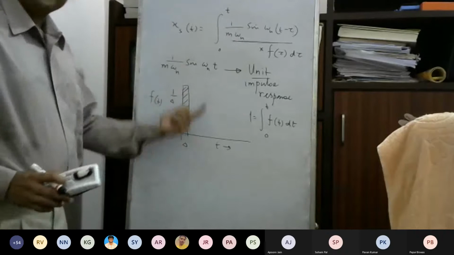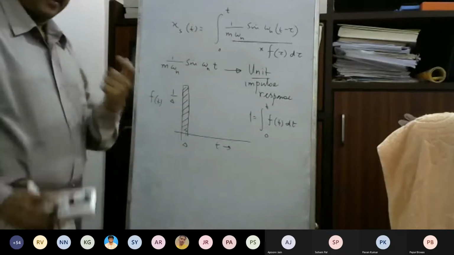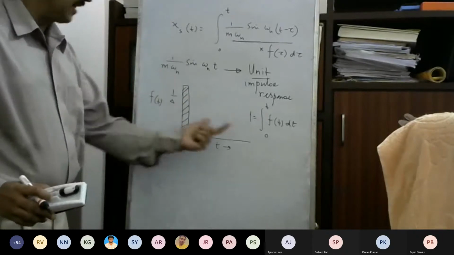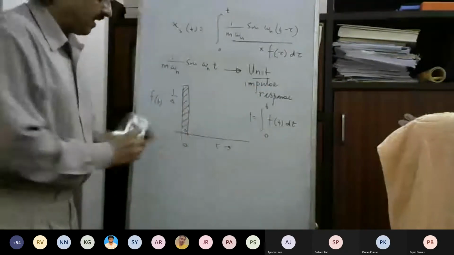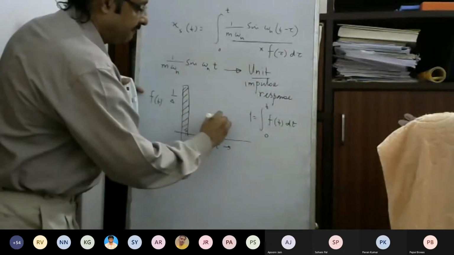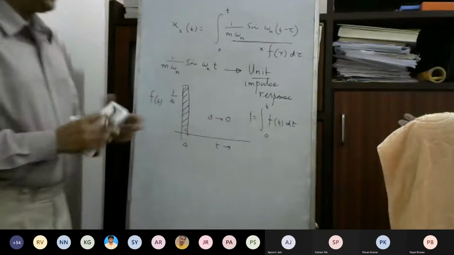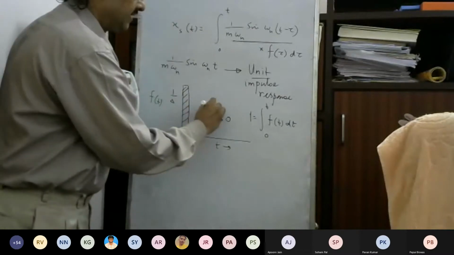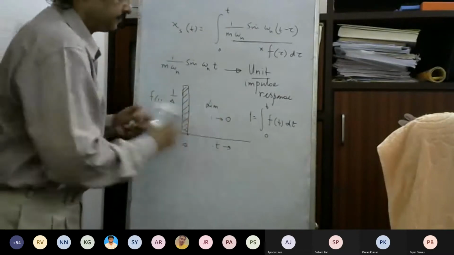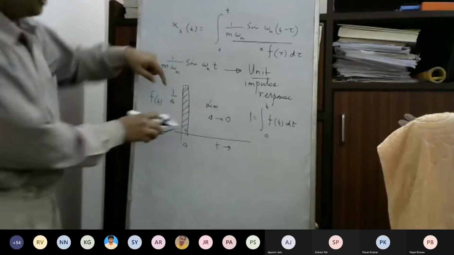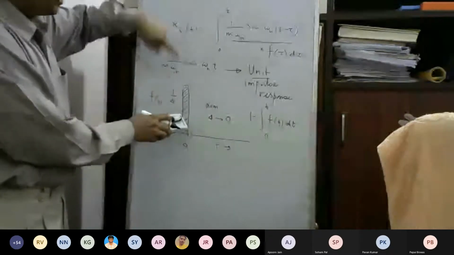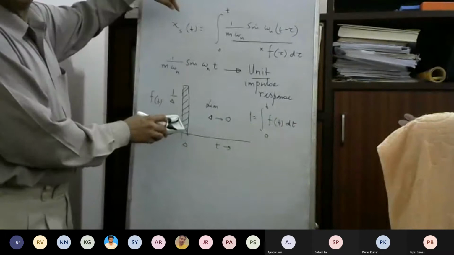So the impulse is actually having unit value. Now what we are saying is that if I consider the limit delta tends to 0, then what will happen? The magnitude will go on to infinity.